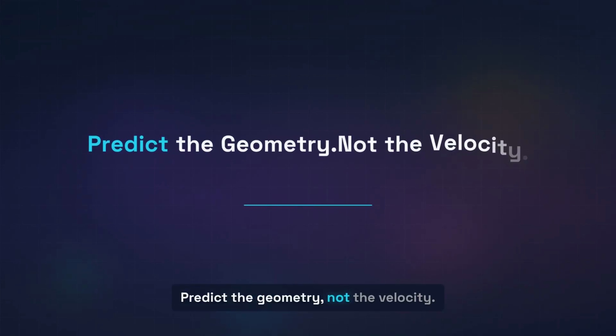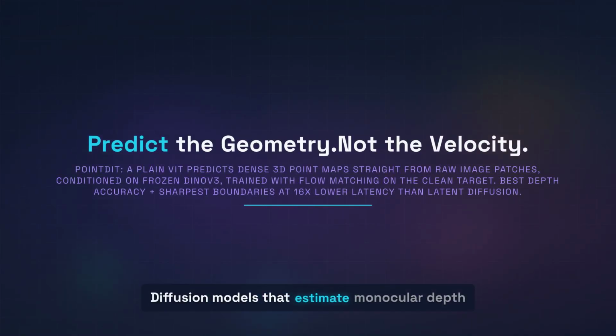Predict the geometry, not the velocity. Diffusion models that estimate monocular depth and dense 3D point maps usually run inside a compressed latent space, bottlenecked by a lossy autoencoder that blurs sharp object boundaries. PointDiT from Google, ETH Zurich, and Tübingen throws that tokenizer away.